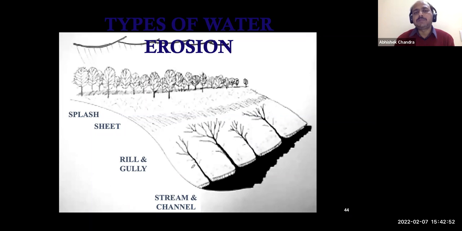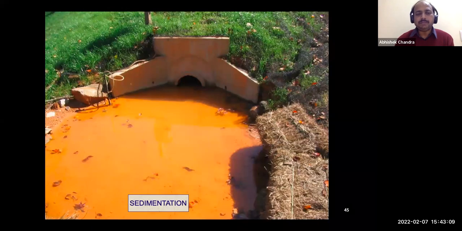in this flow diagram, splash erosion, sheet erosion, and rill erosion. These rills combine together and form a bigger structure. So this will be the gully. And finally, it reaches the stream and the channel. So what happens then? It starts the sedimentation and goes downstream. As I showed in the picture of the Garhwal Himalayas, when there is road construction, material builds up, goes down, and starts the sedimentation.